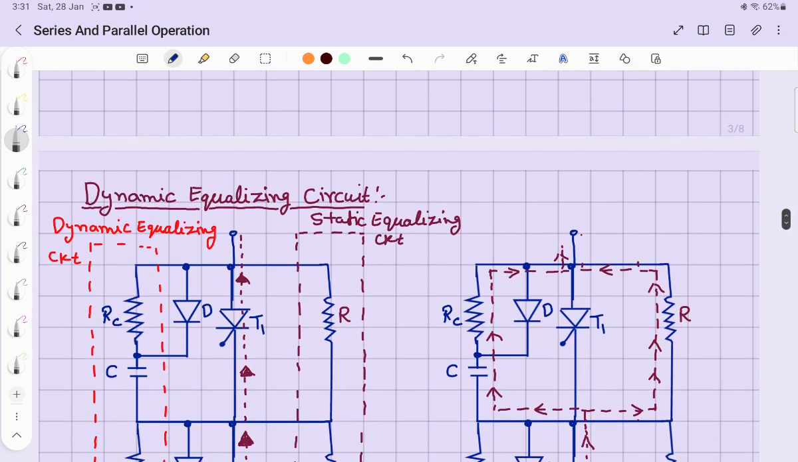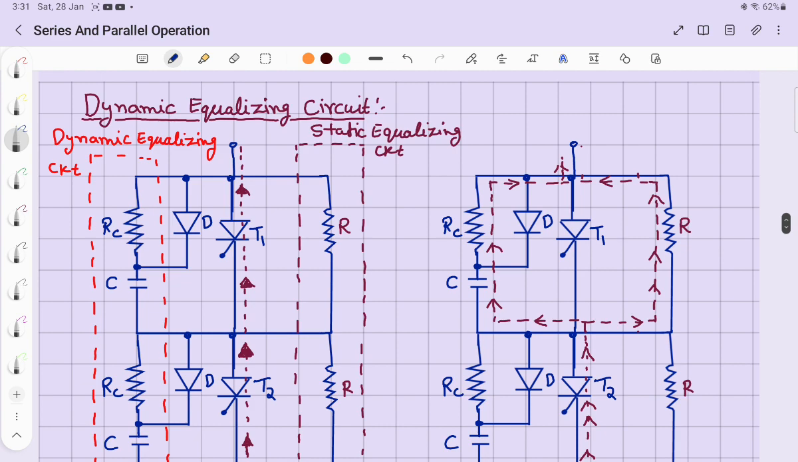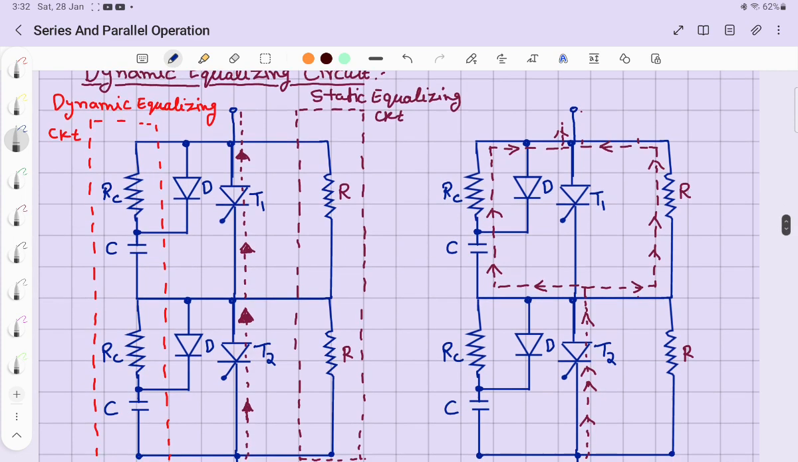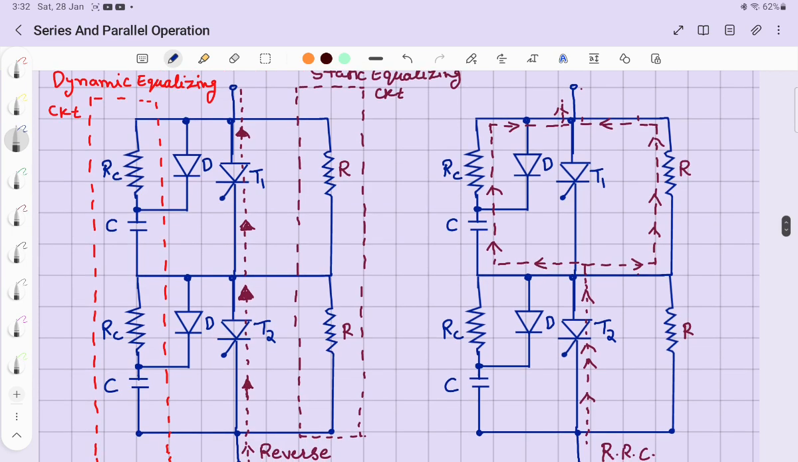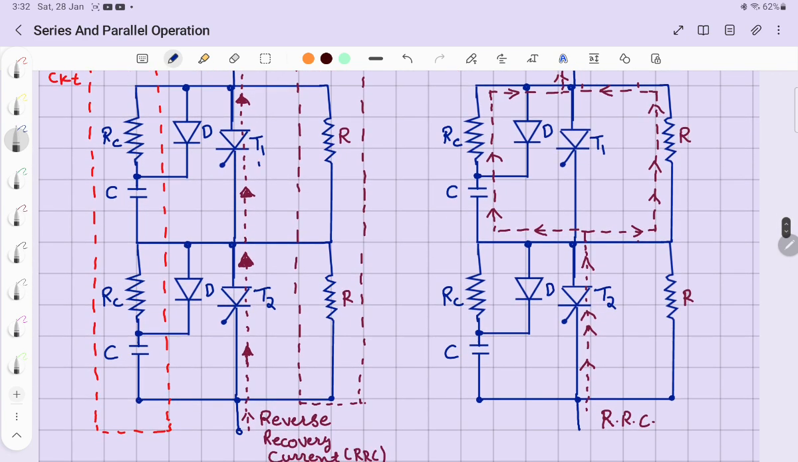The dominant unequal voltage sharing would be during the turn off process. So we design the circuit on the basis of the turn off process, which will automatically take care of unbalancing during turn on, right? Here you can see, when both thyristors are recovering from their reverse recovery current, the current is flowing through thyristor 1 as well as thyristor 2.